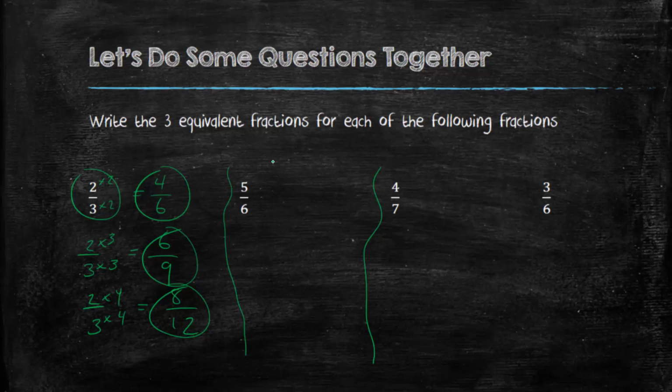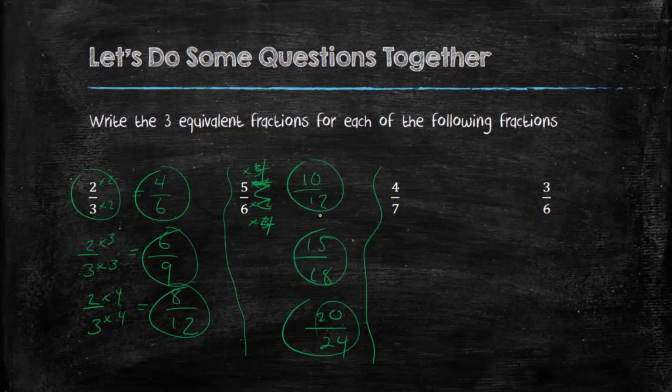We could do the same thing here. We could multiply these by 2 and we would get 10 over 12. If we were to multiply them by 3, for example, so multiply that by 3, multiply that by 3, we would get 15 over 18. And if we were to multiply them by 4, you would get 20 over 24. These three are equivalent fractions of 5 over 6.